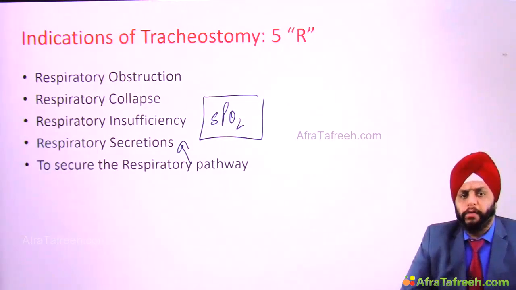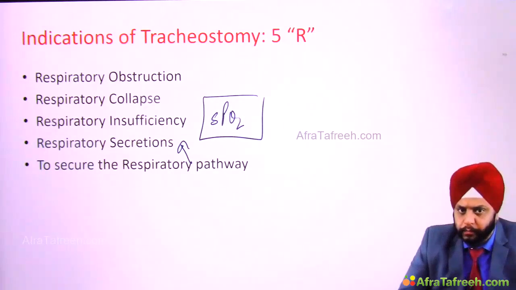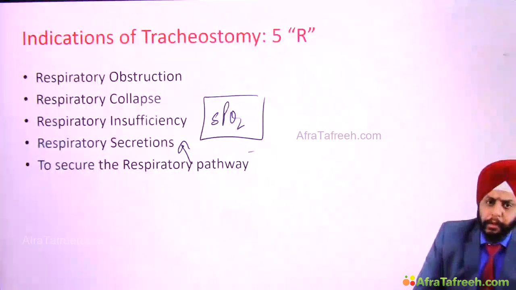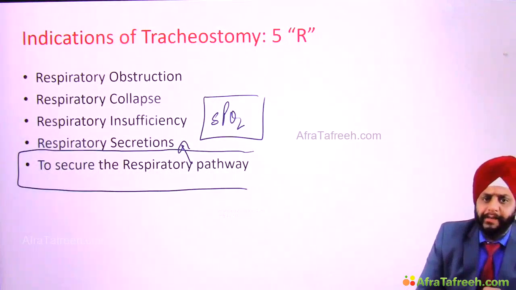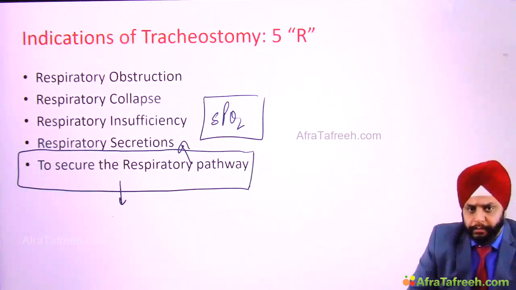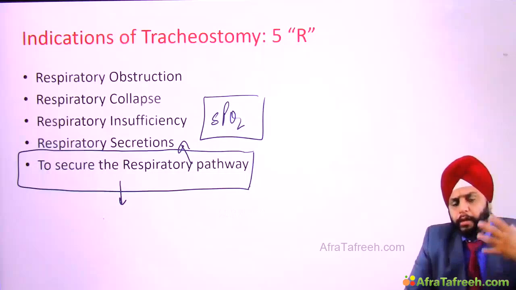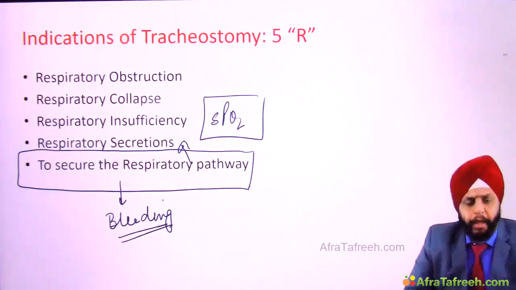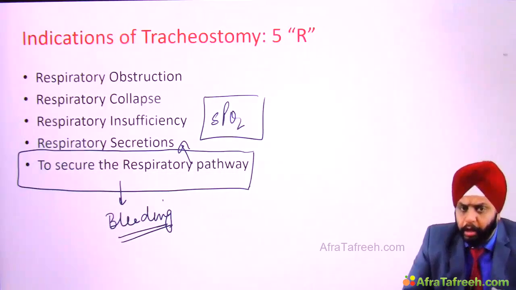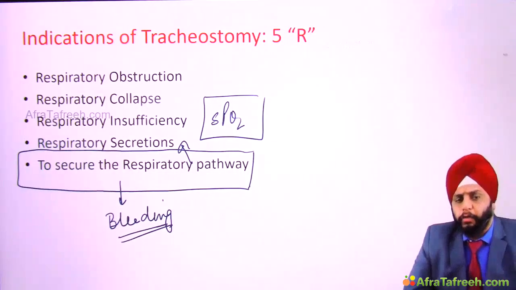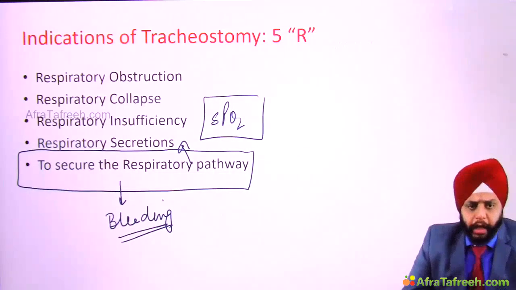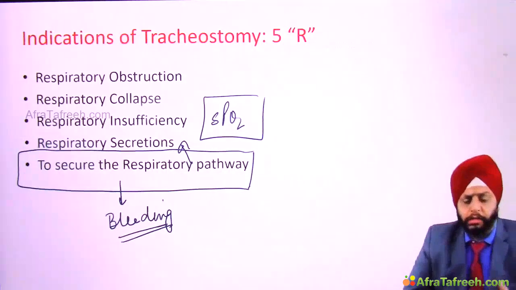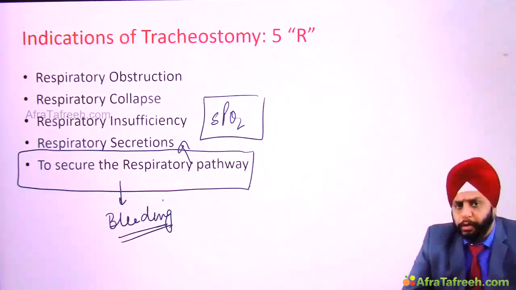Finally, to secure the respiratory pathway. Suppose there is bleeding, there is a trauma. There's a trauma to the head and neck region and the patient is having a lot of bleeding. This blood may go into the airway. Many times we do endotracheal intubation and secure the airway. But there are situations where you don't want to move the neck. Suppose there's a cervical fracture and you suspect that the bleeding may enter the airway. You can do a tracheostomy to secure the airway.